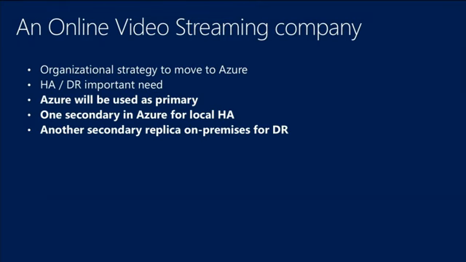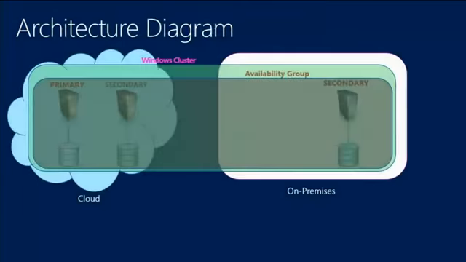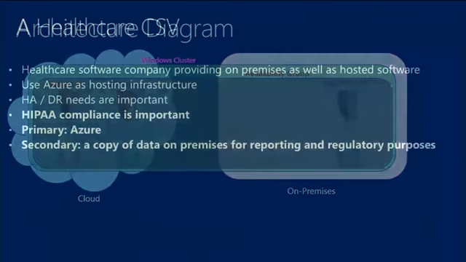However, they will be using one secondary in their on-premises data center as a DR. It looks like this. Azure will be used as a primary, and a secondary on-premises. A proof of concept is already completed for this, and they will be going live pretty soon as well.